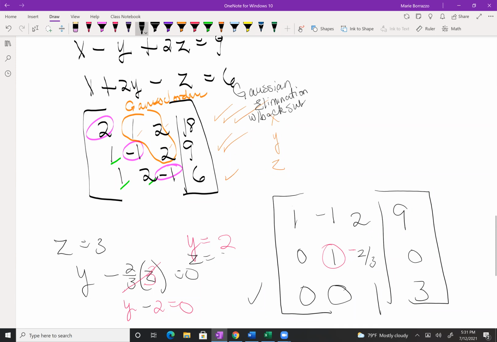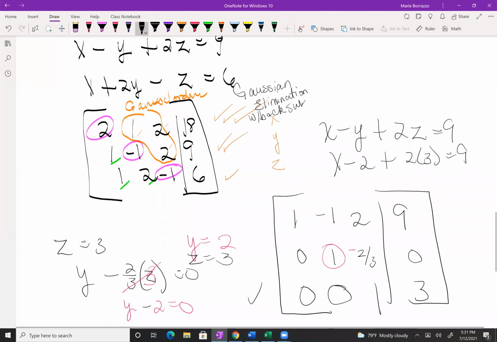You have z equals 3, you have y equals 2, and now you've got x minus y plus 2z equals 9. Somebody verify if this is good. So we should have x minus 2 plus 2 times 3 is equal to 9. This is going to give us x plus 4 equals 9, and therefore x is equal to 5. And now we completed the solution.